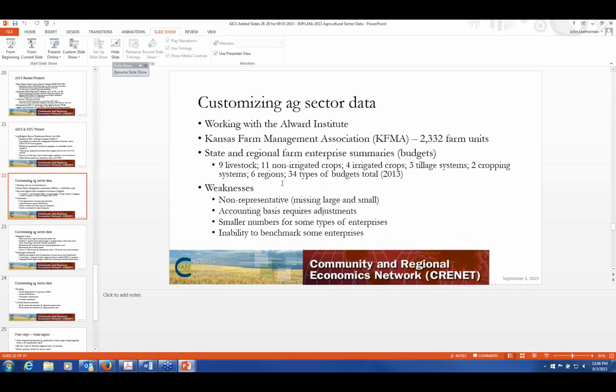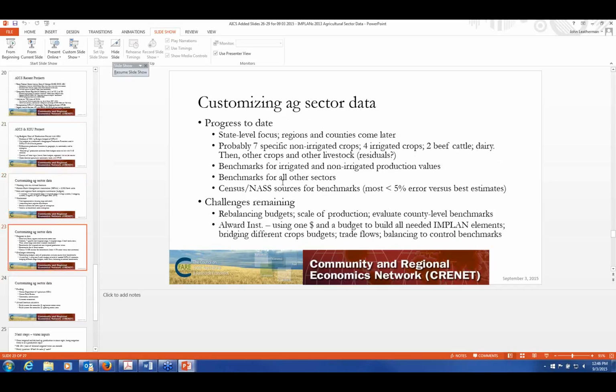And in some cases, it's simply going to be impossible to create a benchmark for some types of enterprises to know what the total level of production is throughout the state. And so once again, these are not perfect. They are going to require some adjustment as we go forward.